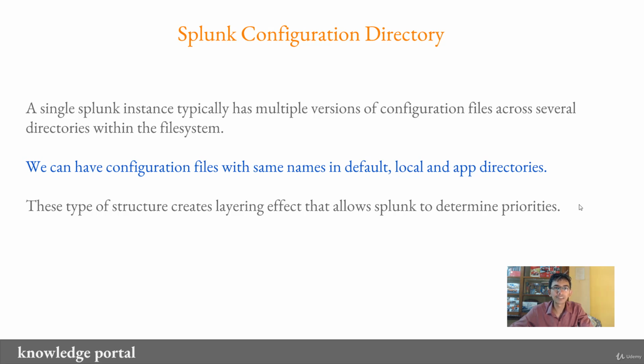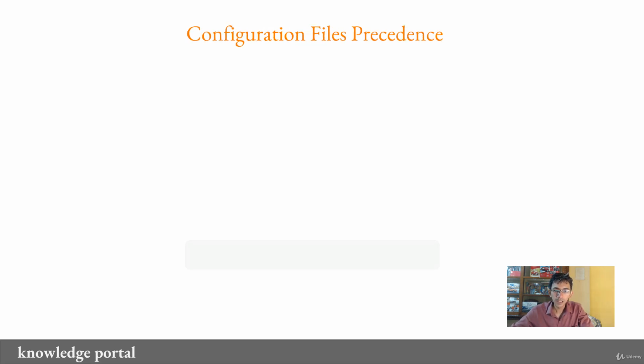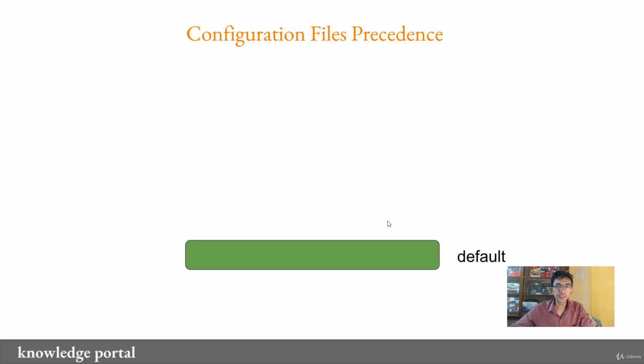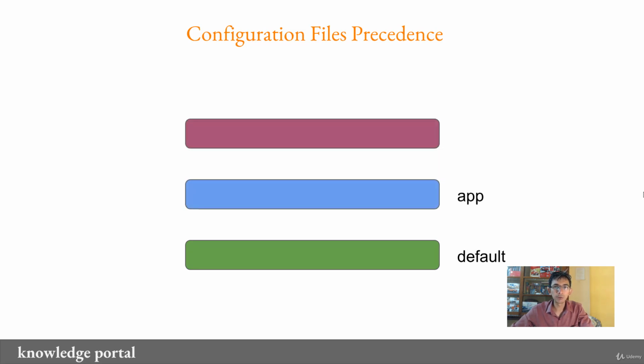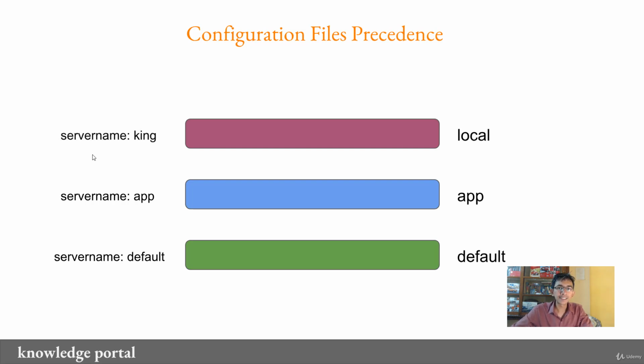So let's understand this with a simple example. Let's assume that this first block column is called default. The second block is called app and the third block is called local. So these are three directories. Within the default directory, you have a stanza which says server name is equal to default. You have the same stanza in the app directory where it says server name is equal to app. And again, you have the same stanza in the local directory where you have server name is equal to king. So this is called the layering effect.